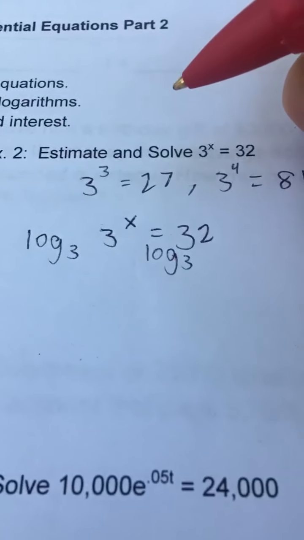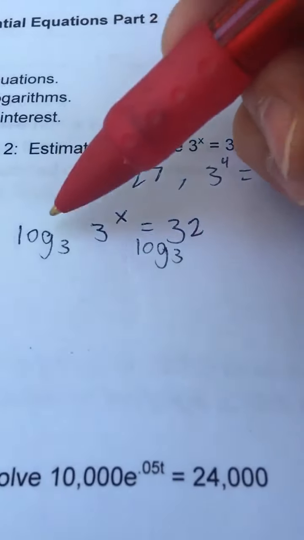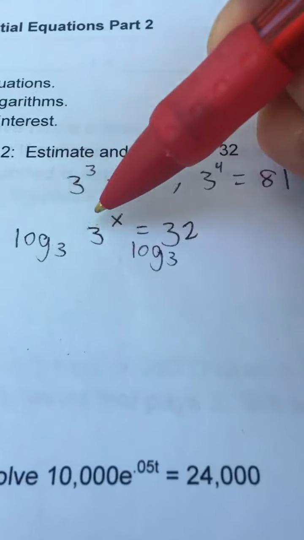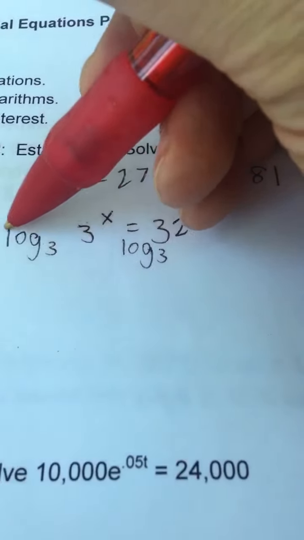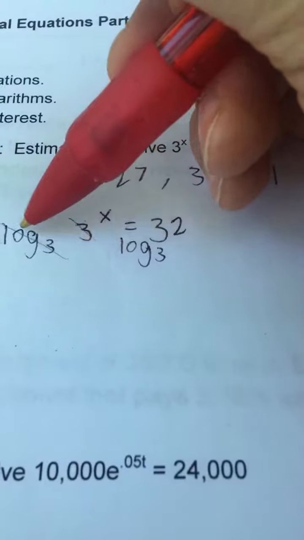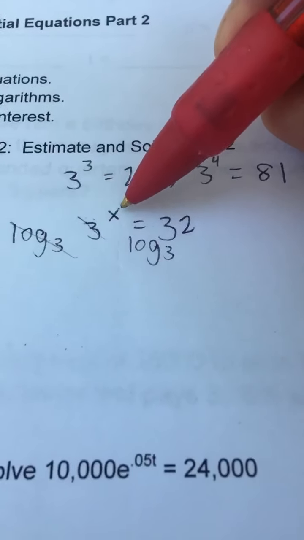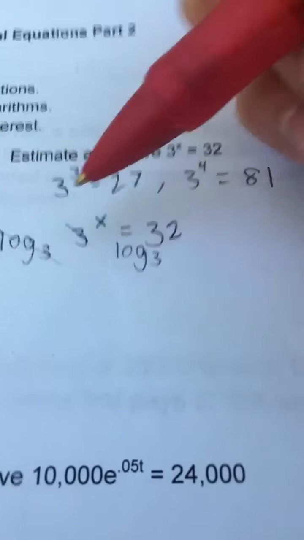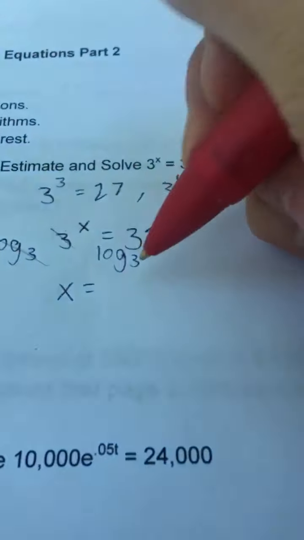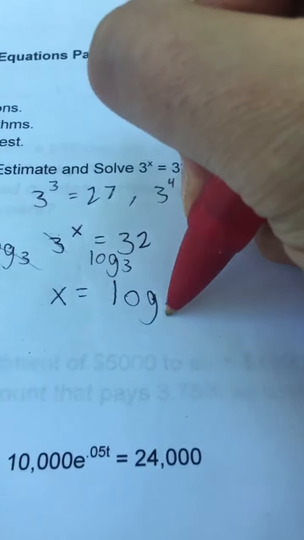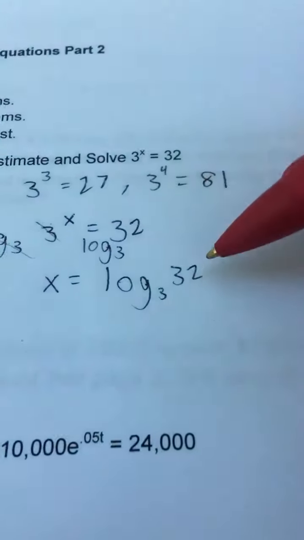Now, if you recall from last week when we were first learning about logs and exponential functions, they're inverses of each other. They undo each other. The whole reason we do this is the log base 3 and the 3 cancel out. What's left on this side of the equal sign? Just an x equals, now that's just log base 3 of 32. That's going to be a decimal number.